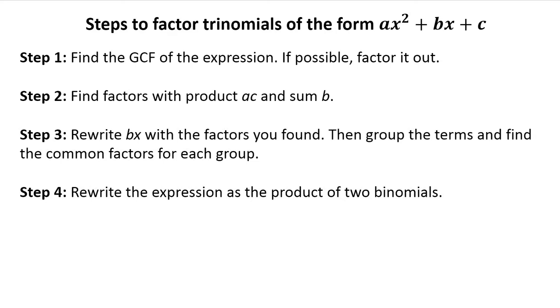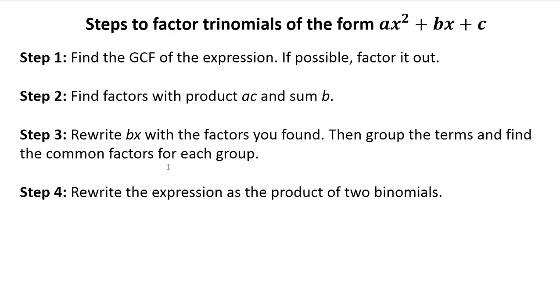So step 1, find the GCF. I would always look first: is there something I can factor out that's going to give me smaller numbers to work with? So always look for that. And then here's what we do. Step 2, find factors of the product AC. So multiply that lead coefficient and the constant at the end. You want factors of that that add up to make B. Notice that's pretty similar to what we did before, except it was just C that added to make B. Now it's AC that adds to make B.